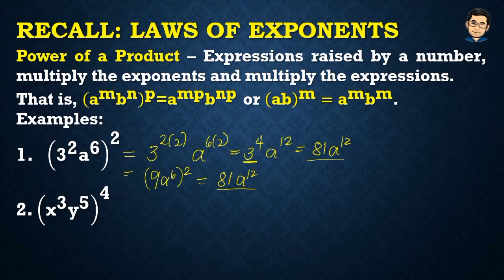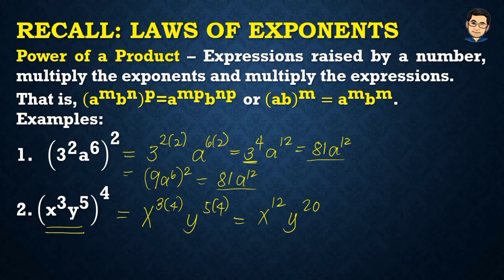And the quantity of x cubed y to the 5th power raised to 4, magiging x raised to 3 times 4, y raised to 5 times 4, equals, so 3 times 4, that is 12. So x raised to 12, and then 5 times 4, that is 20. So y raised to 20. So since magkaiba po ng terms yung ating nasa loob na parenthesis, so our final answer will be x raised to 12, y raised to 20.